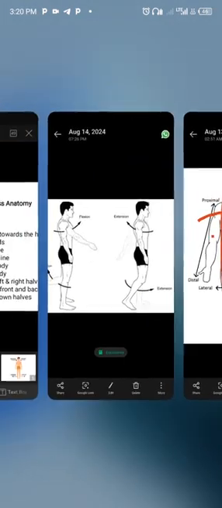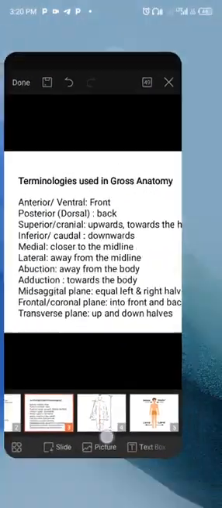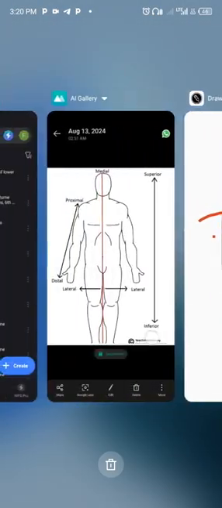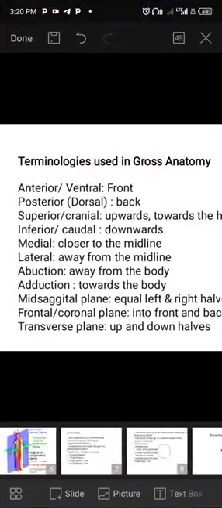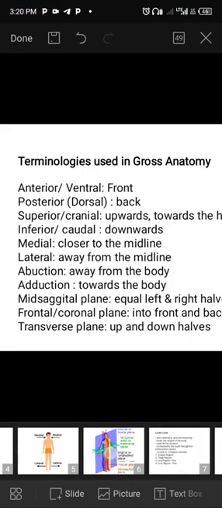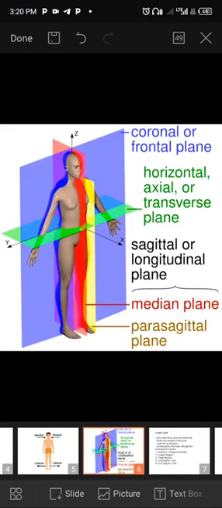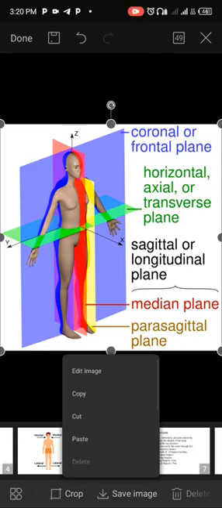Alright, so the next one I'll talk about is the frontal plane. The frontal plane is an imaginary line. They are all imaginary lines actually. It divides the body into front and back. So it is called frontal, or otherwise called the coronal plane. Look at this blue line here. This is the frontal plane. You can see the frontal plane dividing the body into front and back.